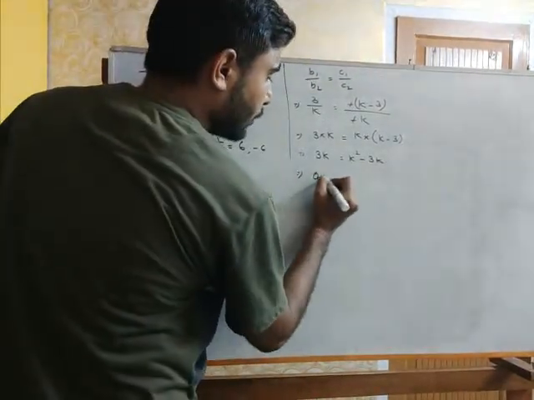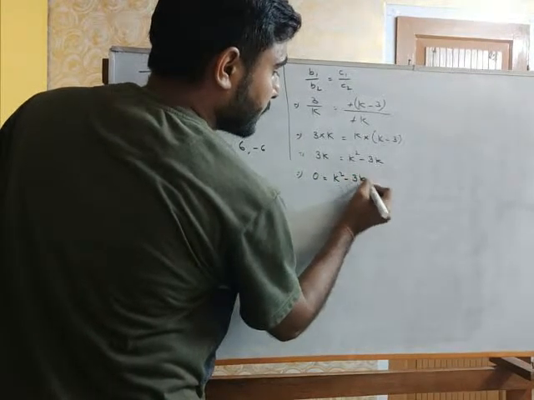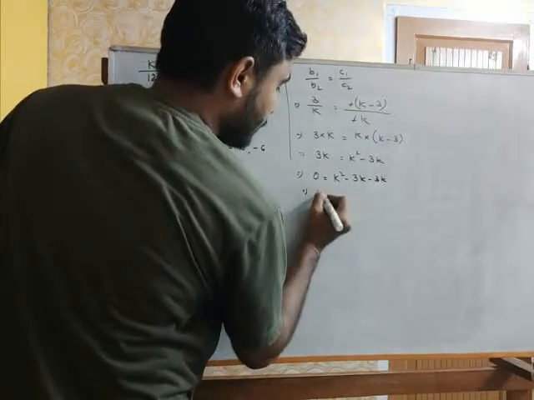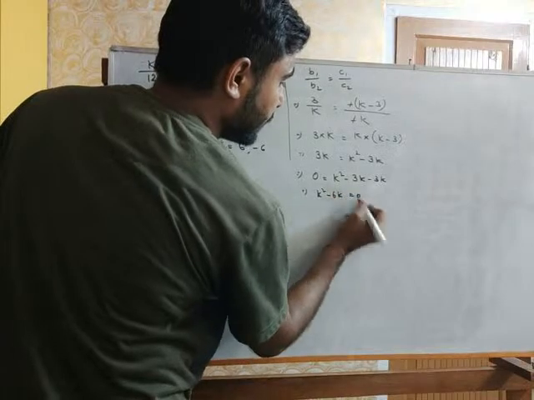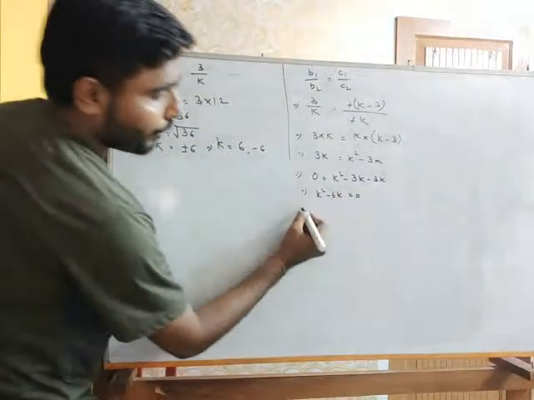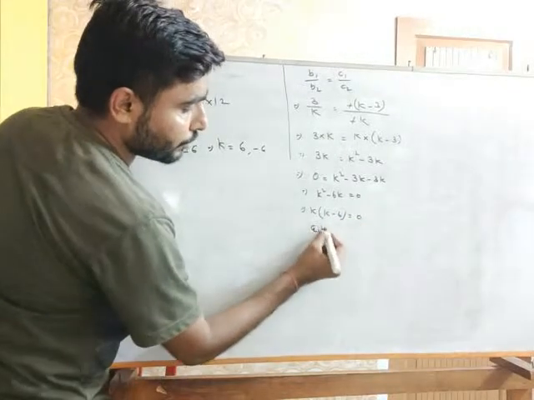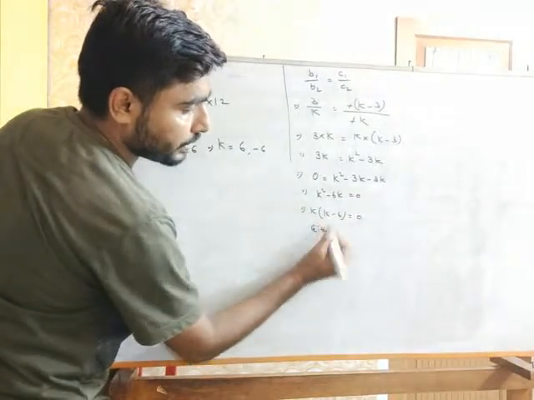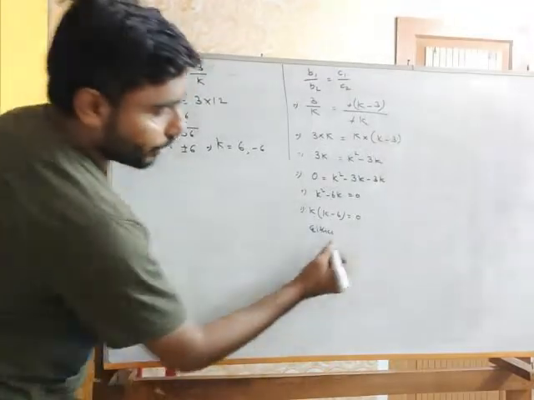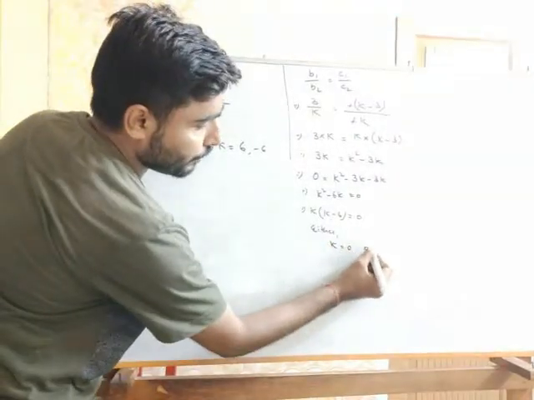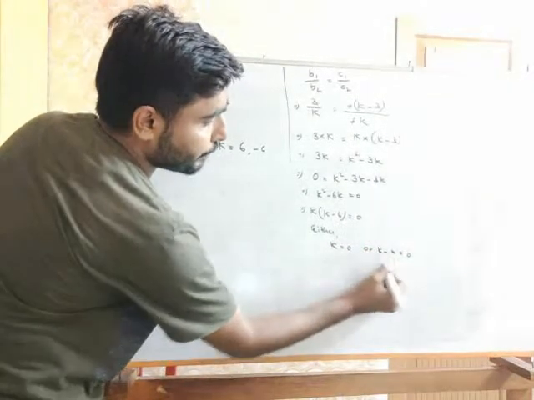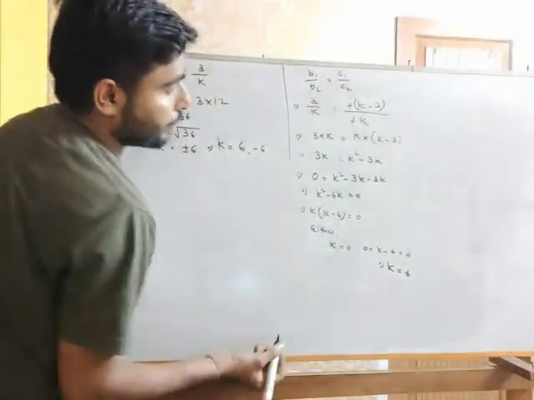So 0 is equal to k square minus 3k minus 3k. So k square minus 6k is equal to 0. What can we take common? K can be taken common. K into (k minus 6) is equal to 0. So the product of these two is equal to 0. That means either k should be equal to 0 or k minus 6 should be equal to 0, which implies k is equal to 6.